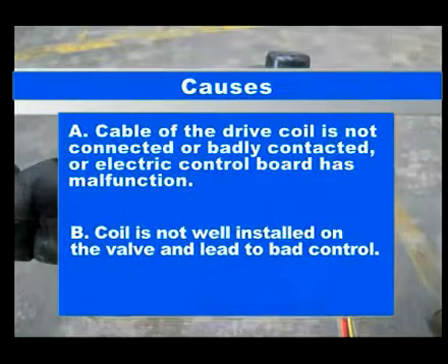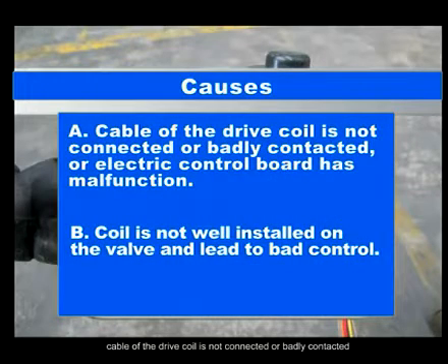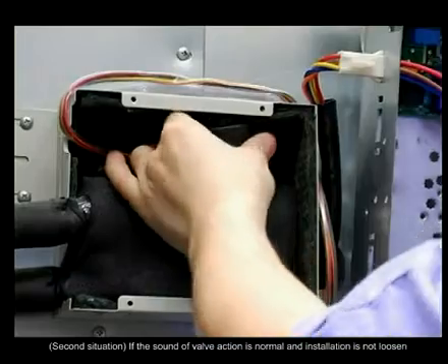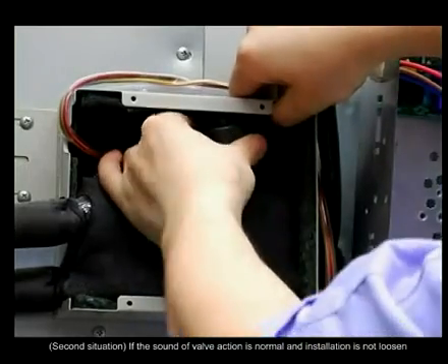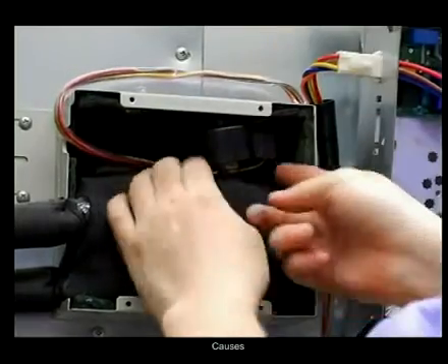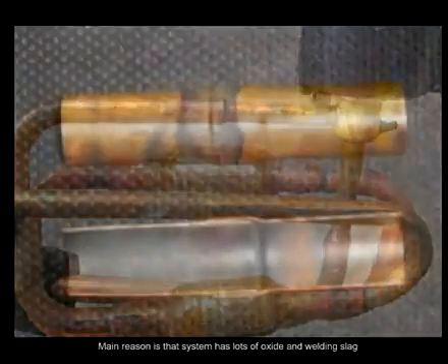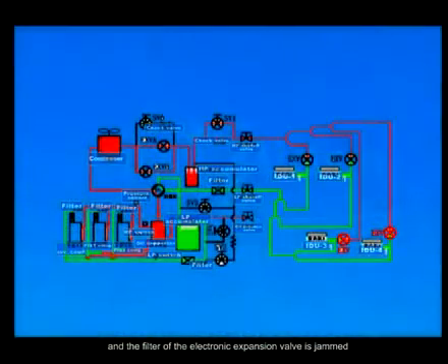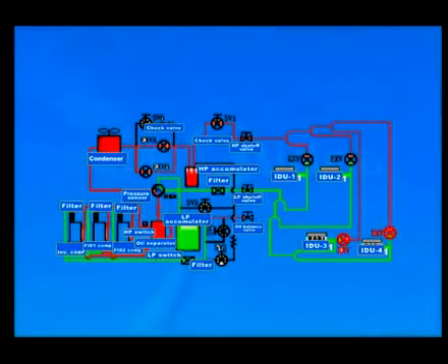Causes: the cable of the drive coil is not connected or badly connected, or the electric control board has a malfunction. The coil is not well installed on the valve, which leads to bad control. Second situation: the sound of valve action is normal and the installation is not loose. Causes: the main reason is that the system has lots of oxide and welding slag, and the filter of the electronic expansion valve is jammed.